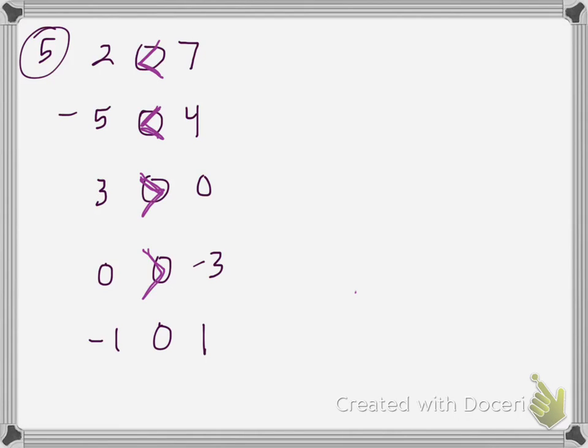And the last one, -1 and 1. -1 is less than 1.